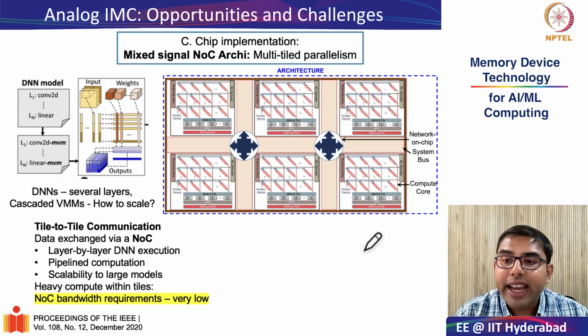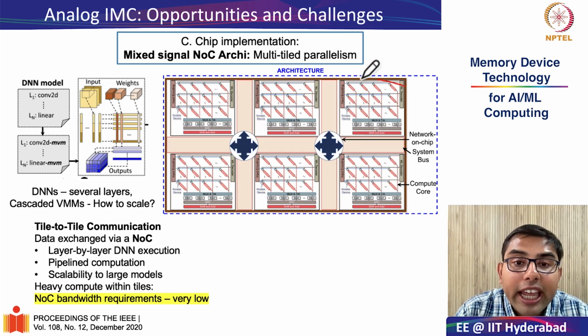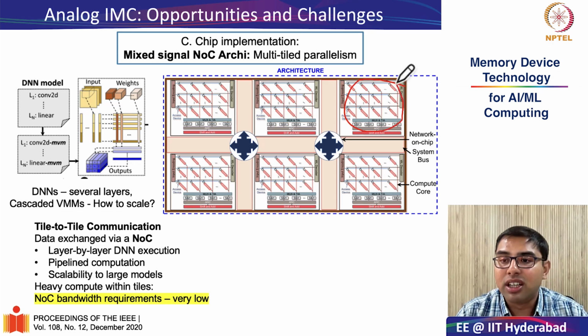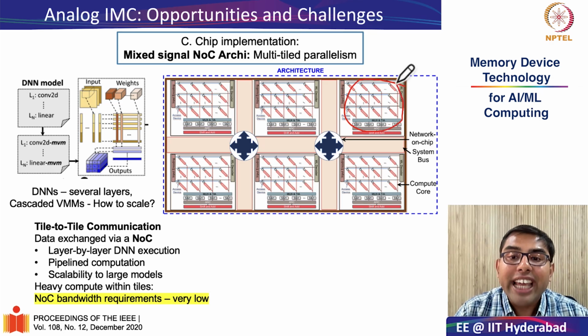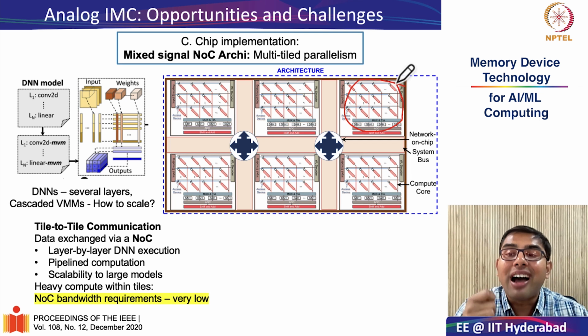What we essentially need is a way to make several of these analog in-memory computing tiles or arrays, each performing one vector matrix multiplication, and connect them into a flexible and programmable system which can execute a complete model. And the solution to do that is by using a mixed signal network on chip architecture.